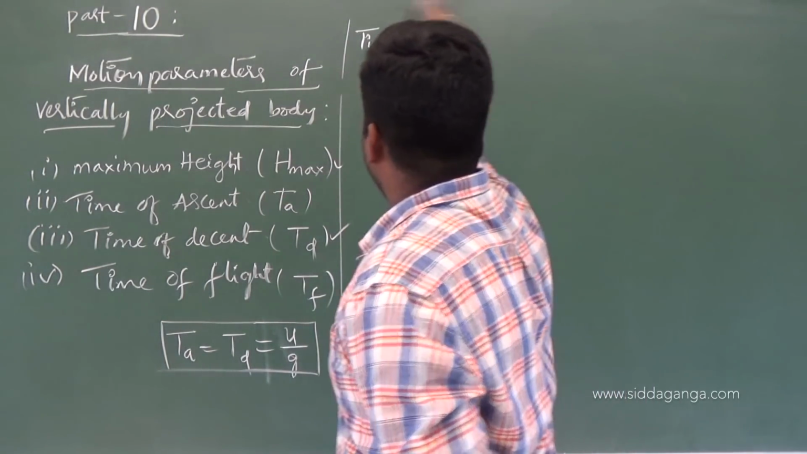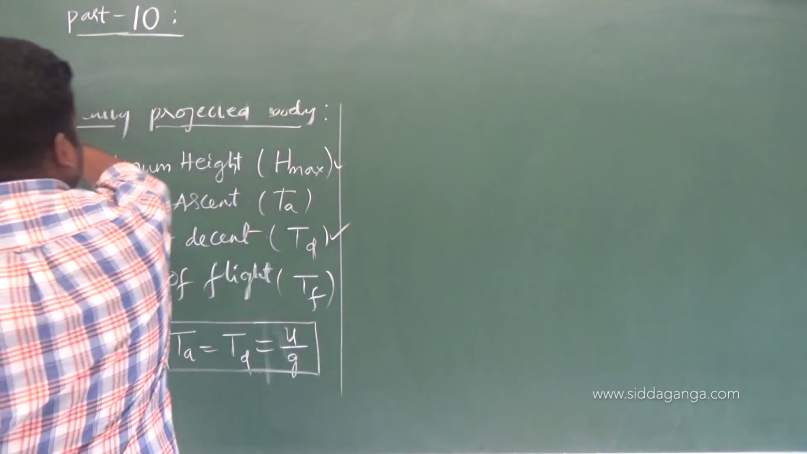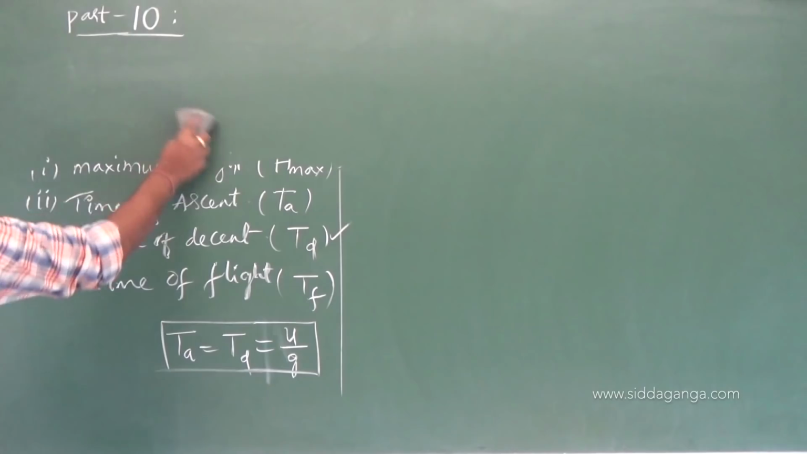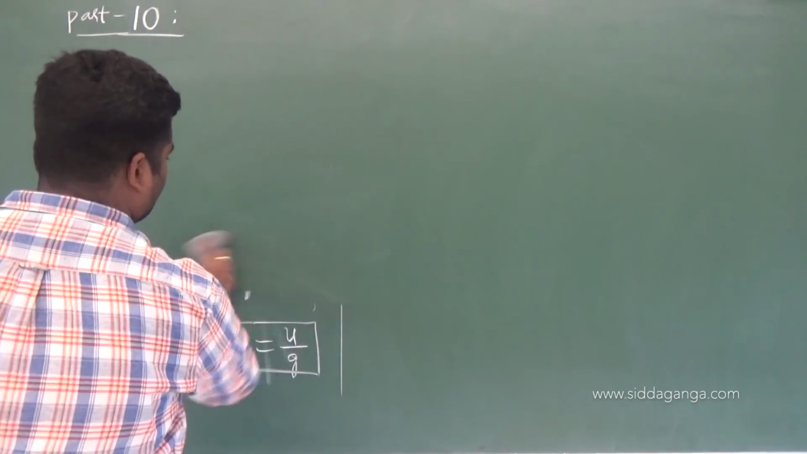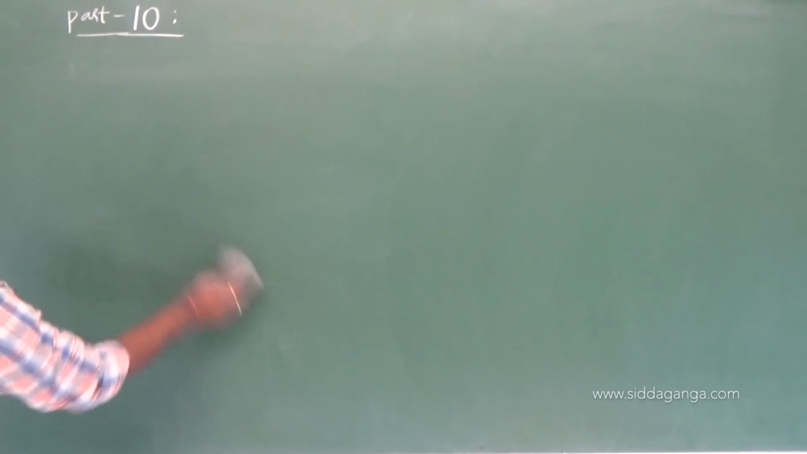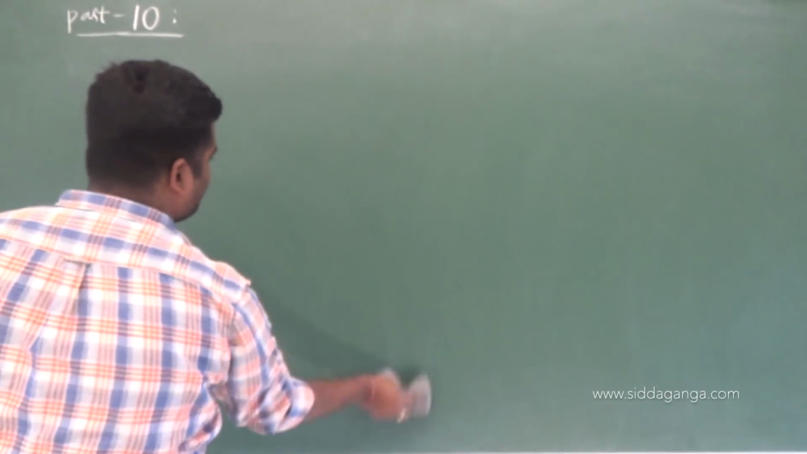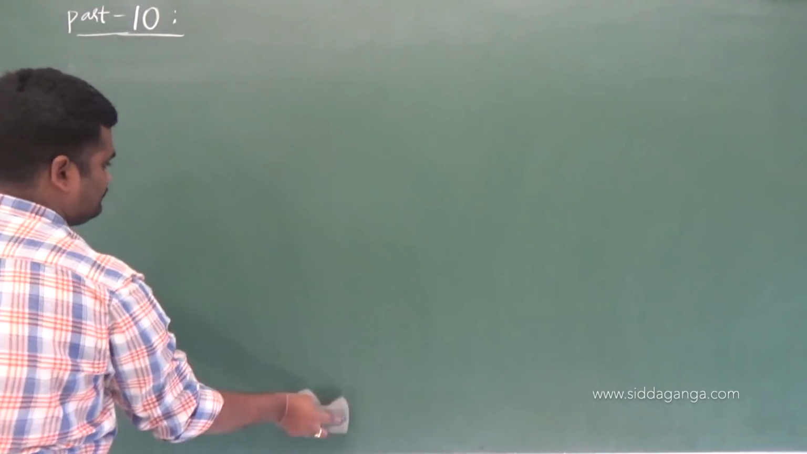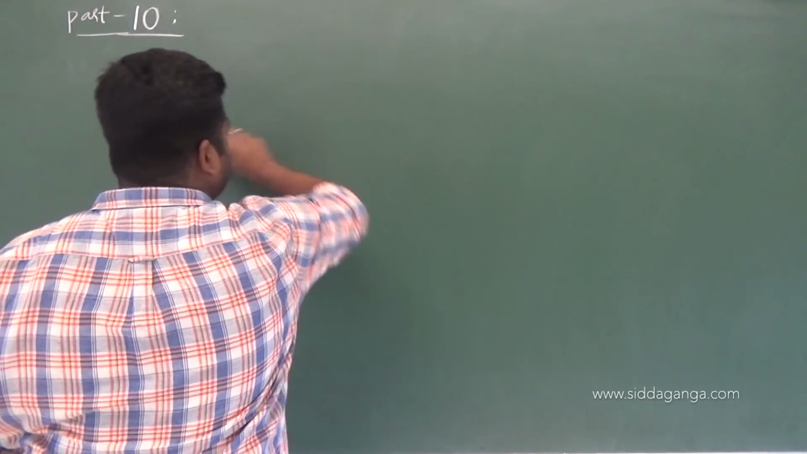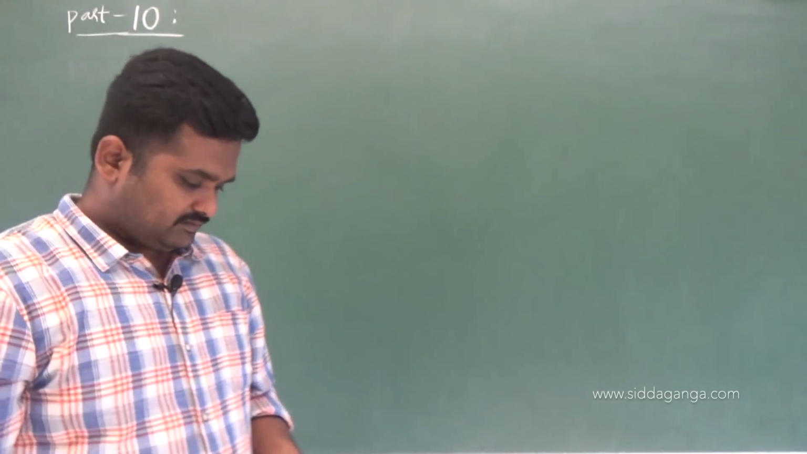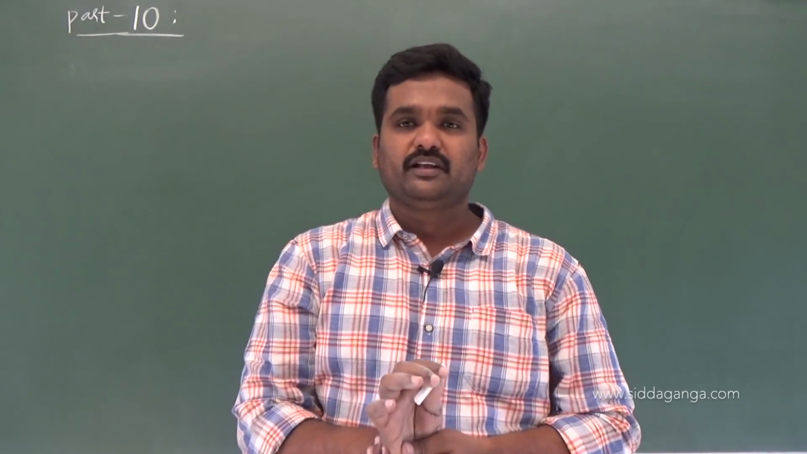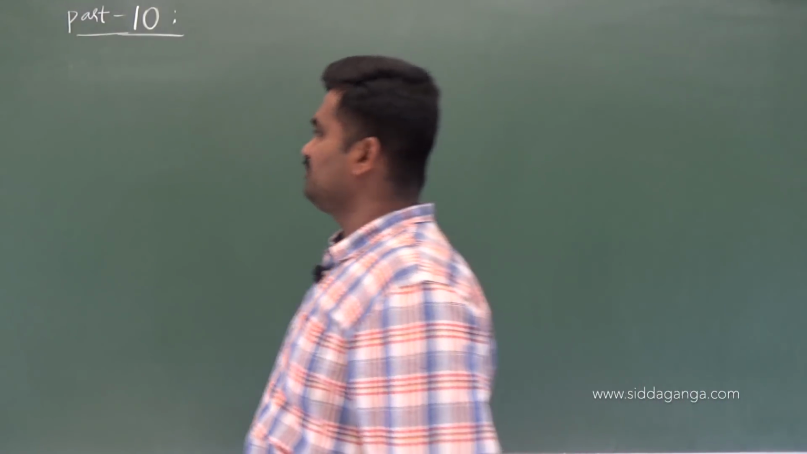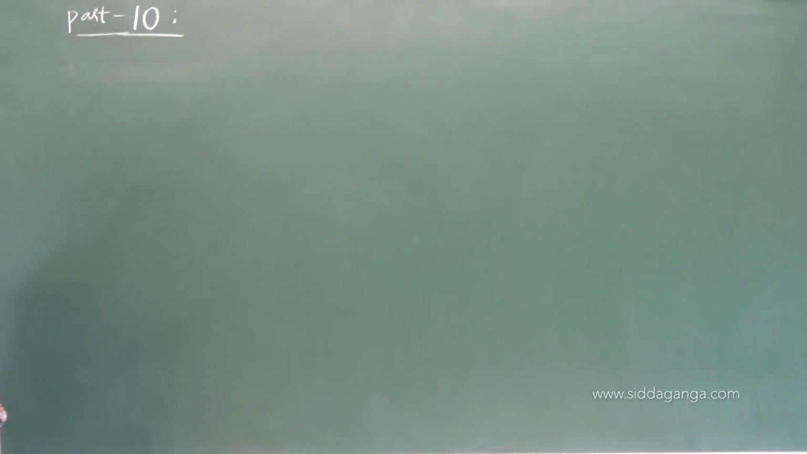Just check a few more parameters. Hope you are getting all the points. So this is about vertical projection from the ground, whenever you throw a body, what all is going to happen. Let me add a few more points for this vertical motion.